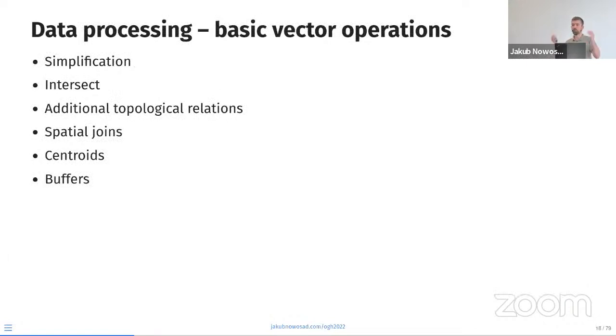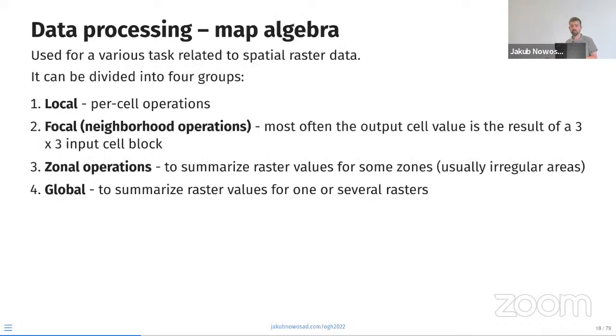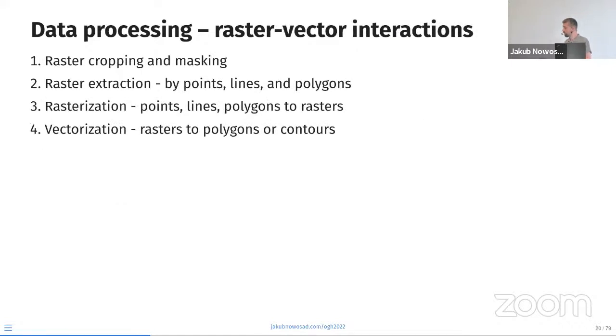And next, let's say we've got our data sets. We know about what they represent. We can do a lot of analysis already. So we have those basic vector operations like intersect or some spatial joins or buffers. We can do some basic raster processing, so map algebra. Those are very, very well established ideas that are available, I would guess, in most GIS software, including programming languages that support GIS operations. And we can work with interactions between them. So we can rasterize, we can extract the data, we can vectorize, and so on.